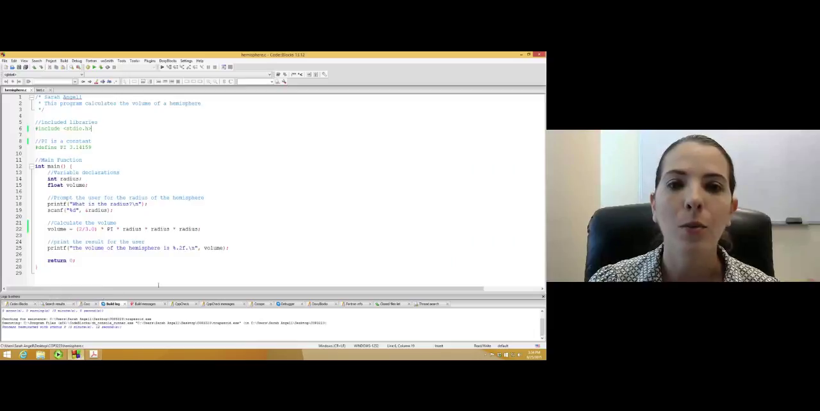We're going to start with a look at our most recent practice program. I asked you to write a program that will calculate the volume of a hemisphere. So this is what that might look like. We are given the equation, the volume is 2/3 pi r cubed.